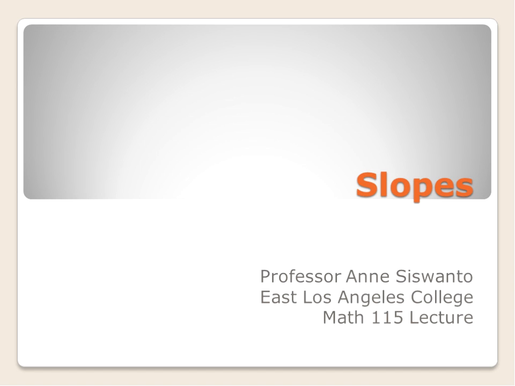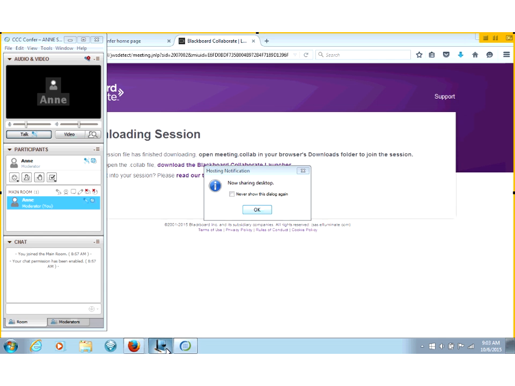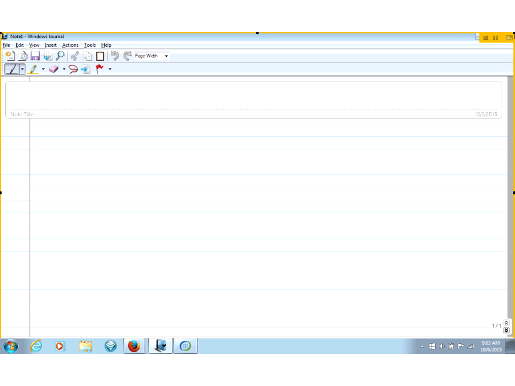Okay, so we're talking about slopes today, and most likely we'll finish and do 3.6, which is slope-intercept form. So let's start. Share desktop. So 3.5, slope. Okay, what is slope?